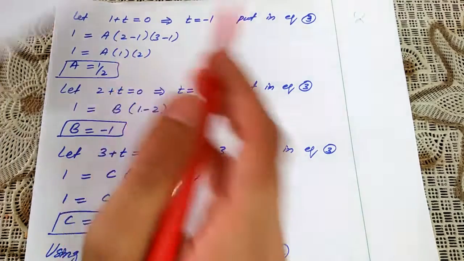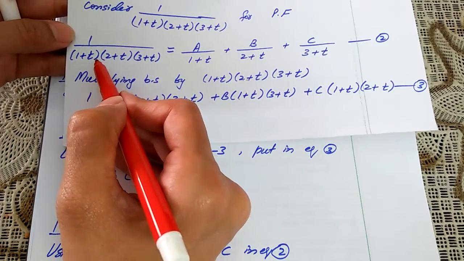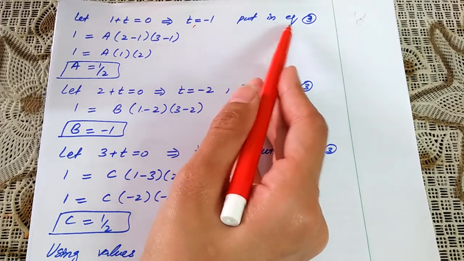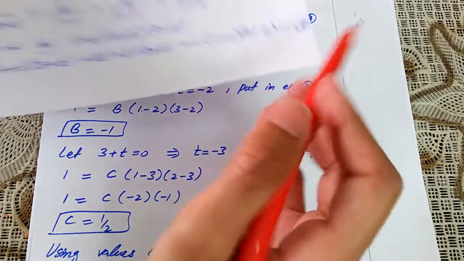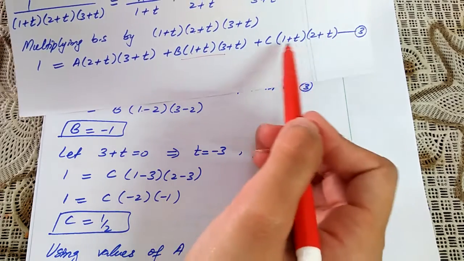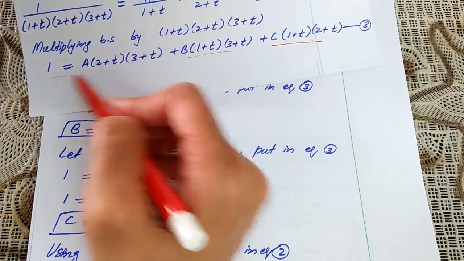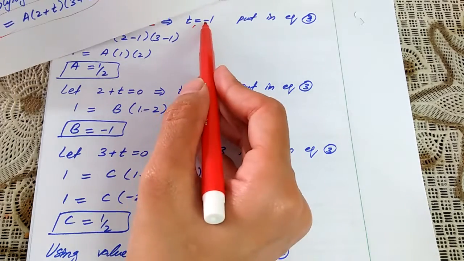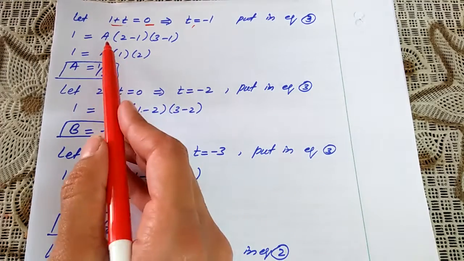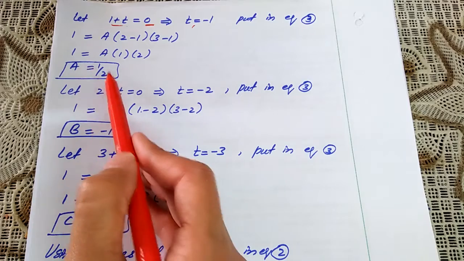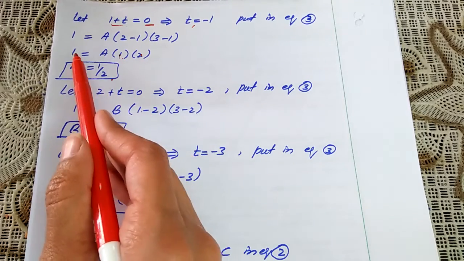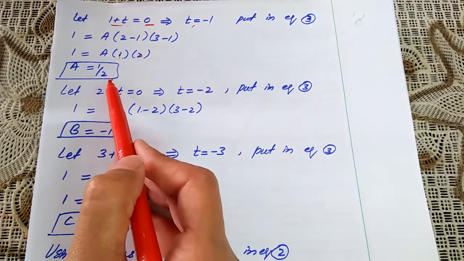Now in our denominator we can let 1 plus t is equal to 0. So we'll get t is equal to minus 1. Put it in equation number 3. In equation number 3, we put 1 plus t equal to 0, so these two terms will be 0, and we will just have this term. In this we put t is equal to minus 1, and after simplification, we'll get a is equal to 1 by 2, because 2 into a will give us 1, and that 2 will be moved to the left hand side.